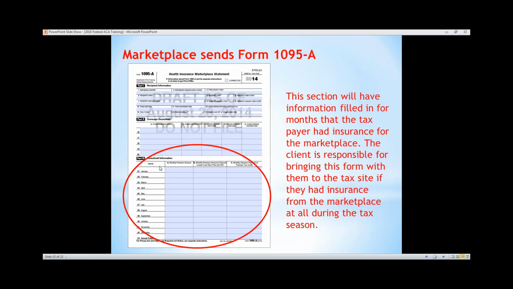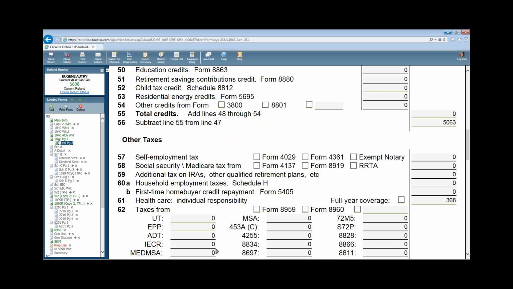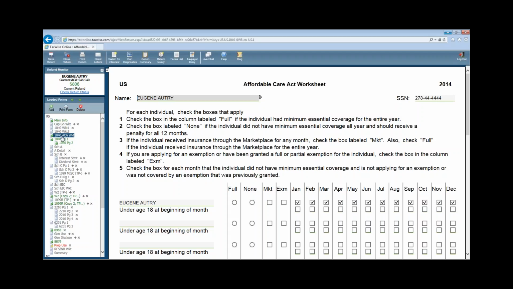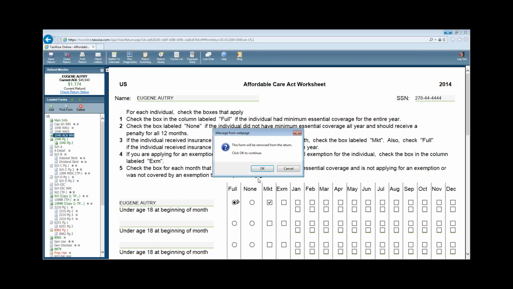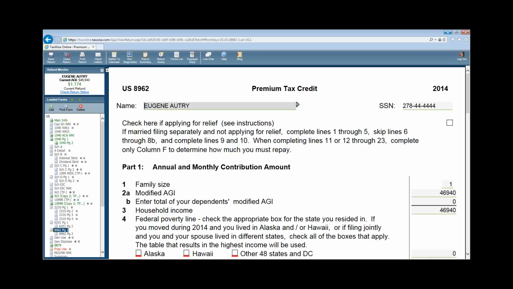You can see here, I know it's kind of small, but there are columns A, B, and C on the form. This is what it looks like in the software, but I'll give you an idea of what it looks like over in our Eugene Autry example. So for Eugene Autry, we've got our 1040 form, the ACA form. Let's say that there's coverage for the client all year, but through the marketplace. What we do is we indicate that there's just marketplace coverage, and then we indicate that there was full coverage in the marketplace. This 8965 form goes away because there's no exemption, but this 8962 form highlights.